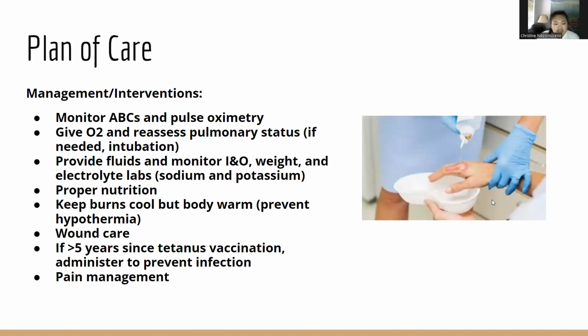So for interventions, it's important to act as soon as possible to reduce risk of any more harmful complications. And as said in the last slide, it's important to monitor the ABCs, airway, breathing, and circulation, alongside monitoring pulmonary status and pulse oximetry. If we see that their oxygen is low, it's important to give oxygen to the patient, and if needed, intubation may also play a role if the patient's airway is compromised, either from smoke inhalation or any obstructions within the airway.